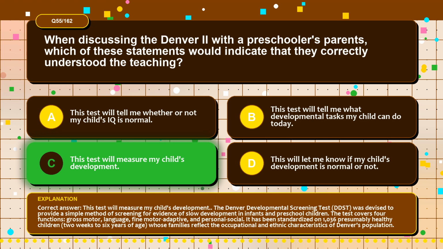The Denver Developmental Screening Test (DDST) was devised to provide a simple method of screening for evidence of slow development in infants and preschool children. The test covers 4 functions: gross motor, language, fine motor adaptive, and personal social. It has been standardized on 1,036 presumably healthy children 2 weeks to 6 years of age whose families reflect the occupational and ethnic characteristics of Denver's population.